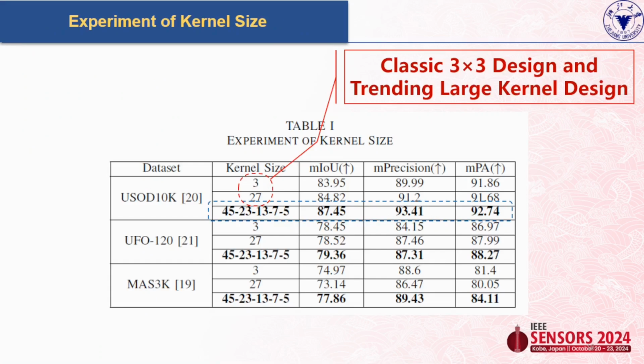And here we check the results. We compare the performance of different kernel sizes across datasets, to evaluate how different kernel sizes impact the detection performance, particularly for underwater images with varying object scales, as shown in the table. The classic 3x3 kernels provide decent performance, but struggle to capture long-range context effectively. Larger kernels, such as 27x27, improve performance by capturing more global features, but they introduce noise and lose fine details for small objects.